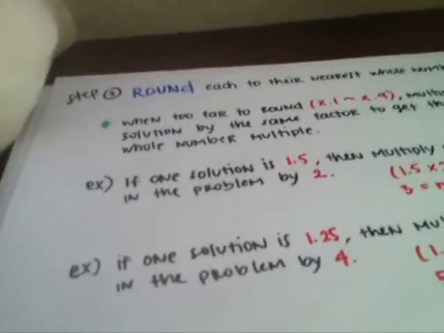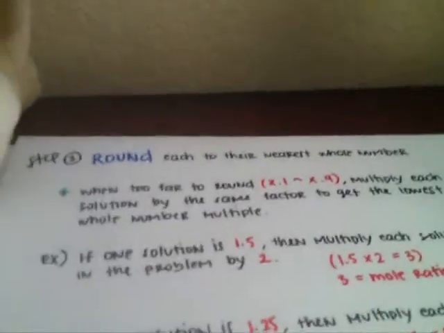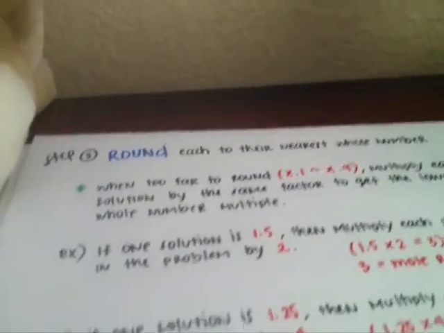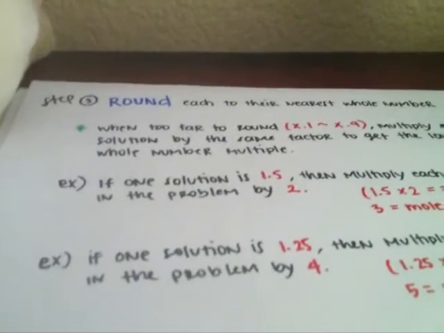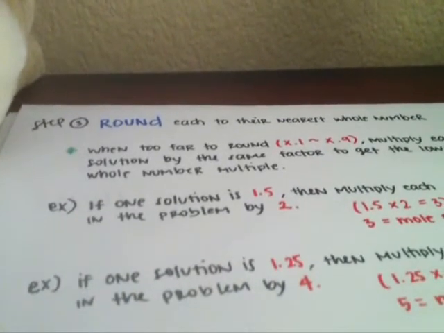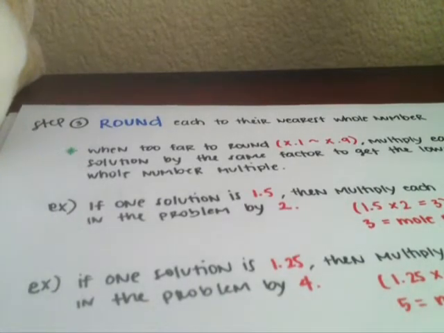So step 3, with that finished, you can now round each to the nearest whole number. Sometimes you will get a number that is too far to round, but you just simply multiply each solution by the same factor, so you can get the lowest whole number multiple.